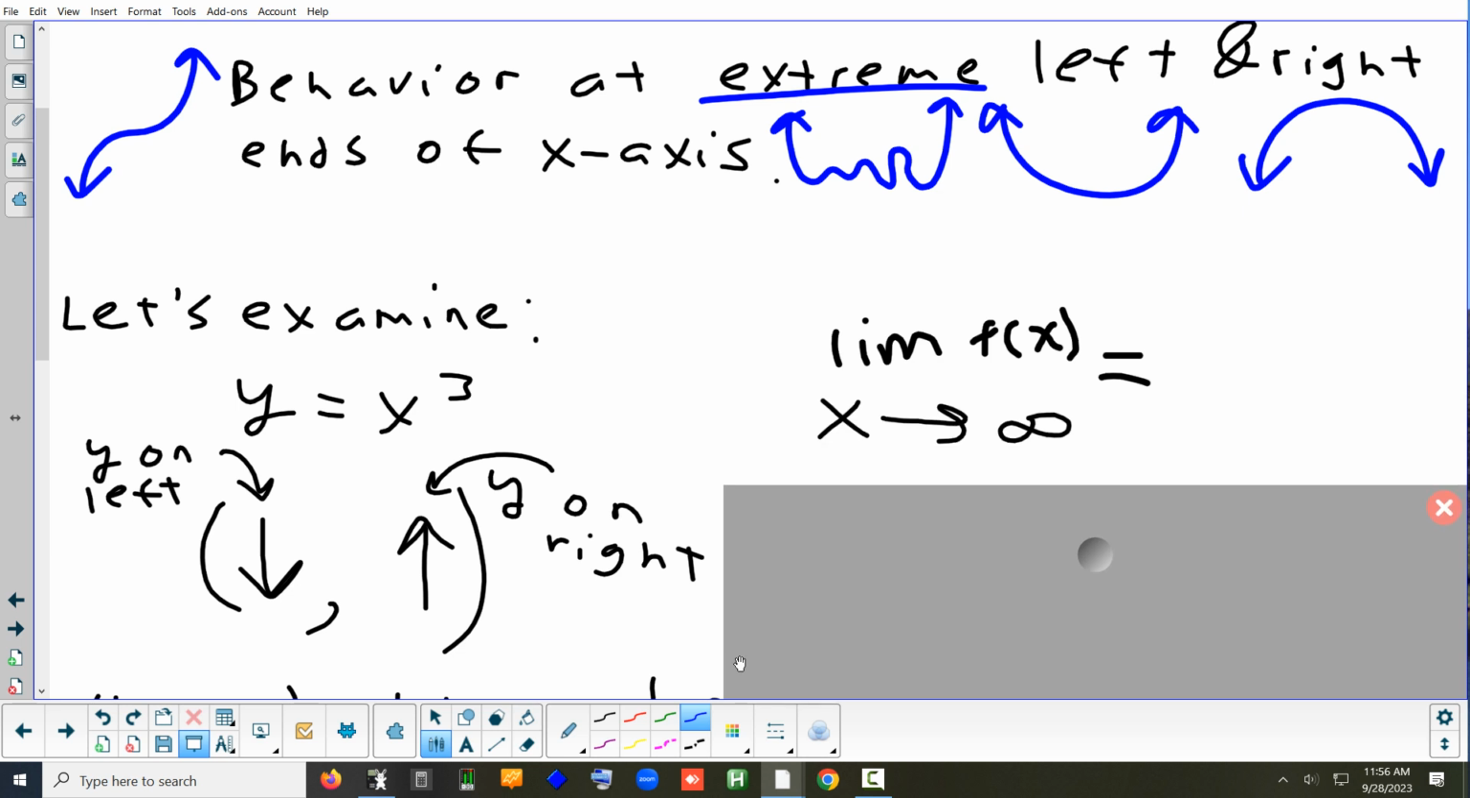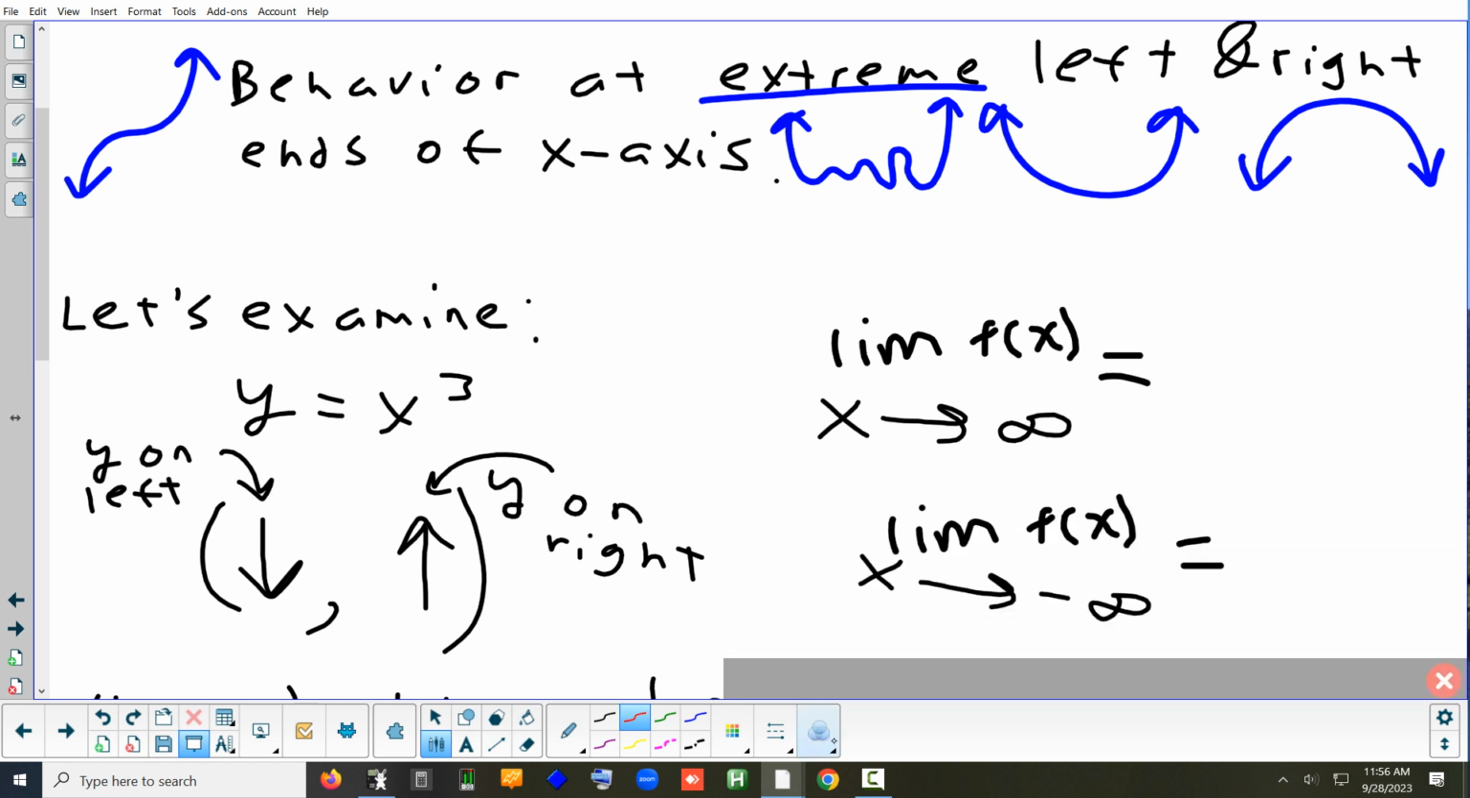Now that is another way to describe the end behavior. Let me read it exactly and then I'll simplify it. The way you pronounce that is the limit of f of x as x approaches infinity, or the limit of f of x as x approaches negative infinity. So what does that really mean?